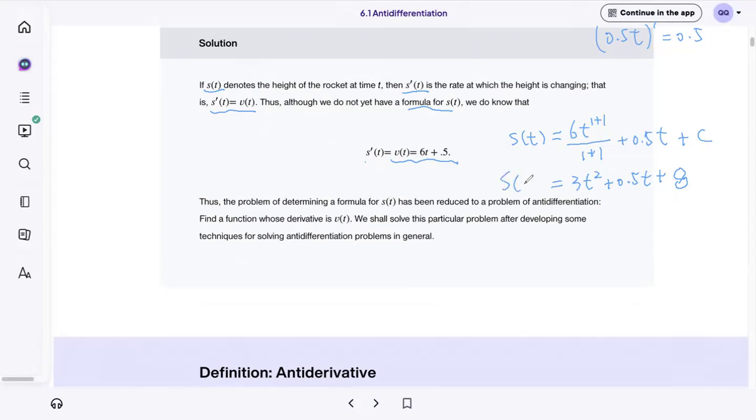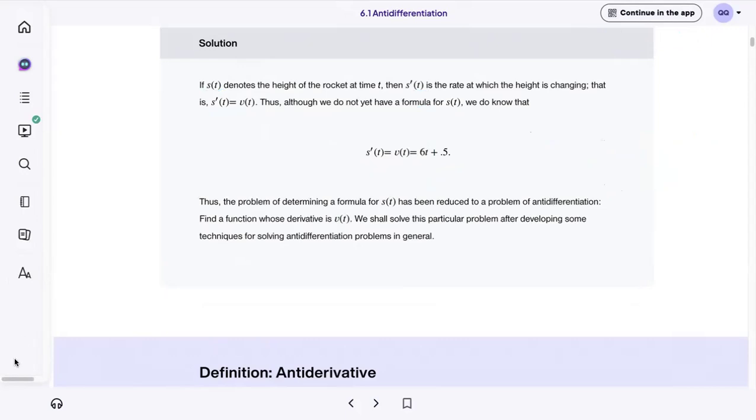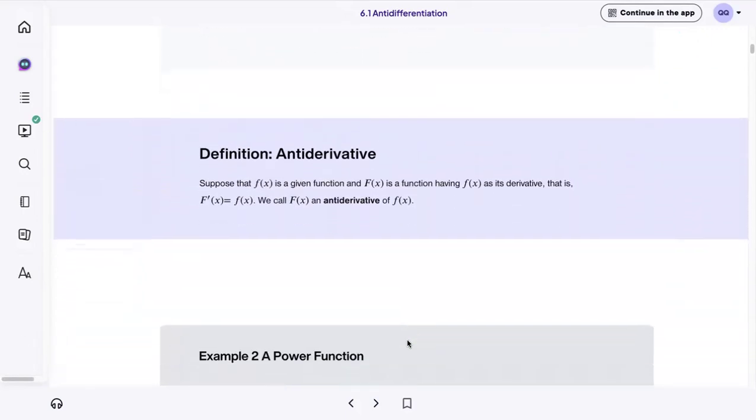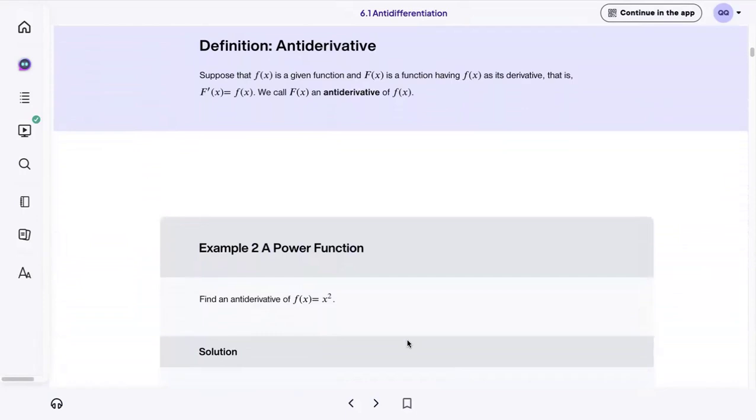So this is our position function. It's a quadratic function, a polynomial of degree 2, right? Because its derivative is a linear function, a polynomial of degree 1. So the original function increased by 1 degree. So that's the definition, which is called: capital F of x is an antiderivative of lowercase f.